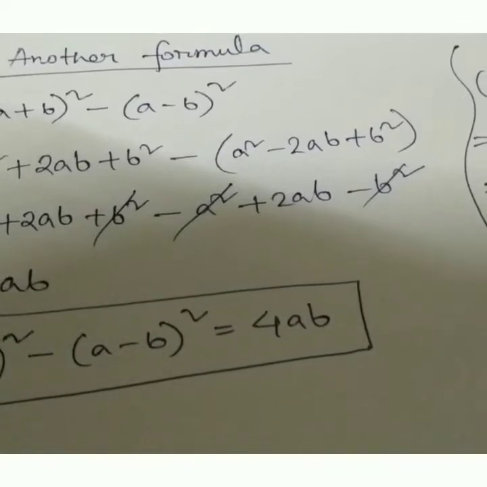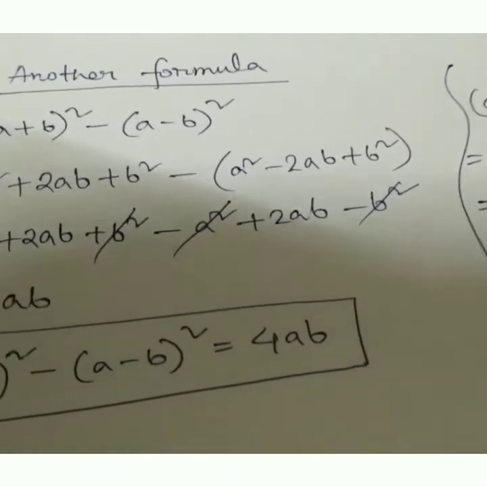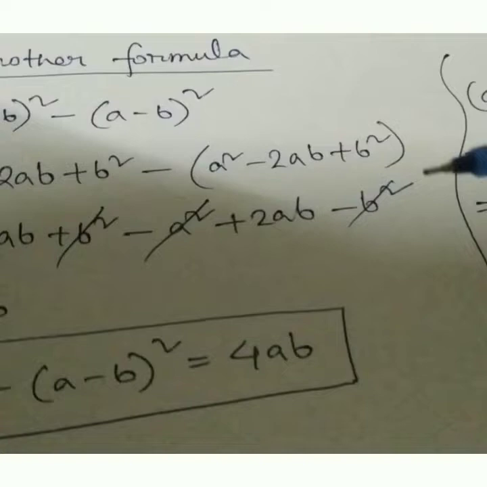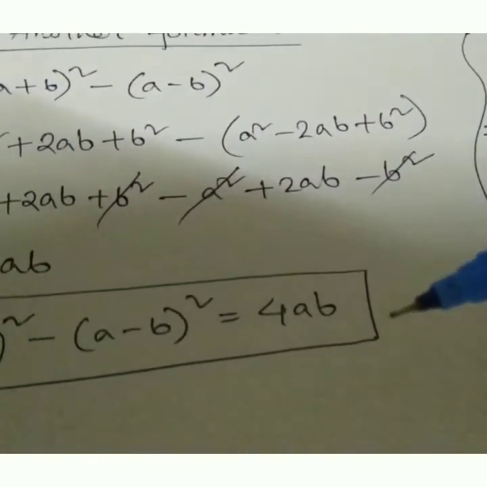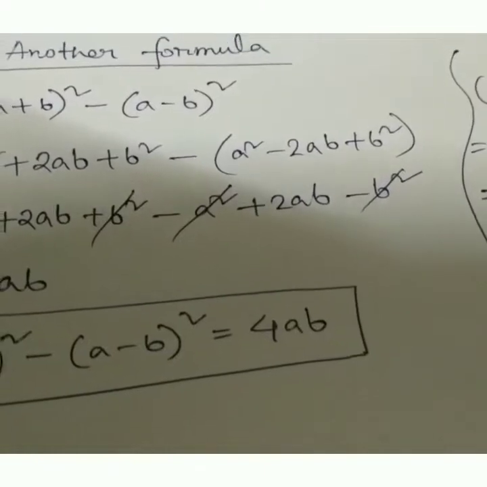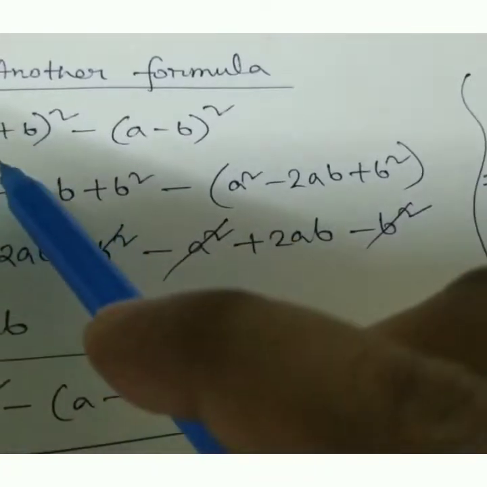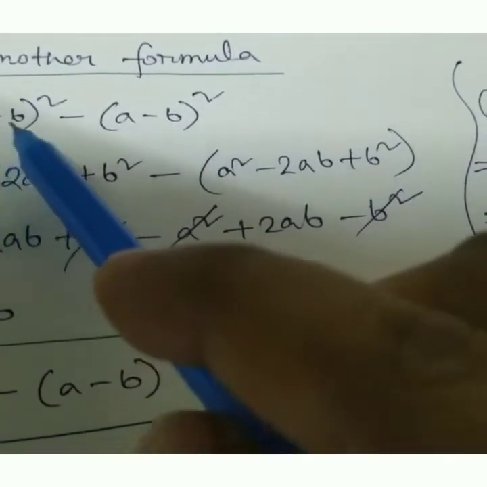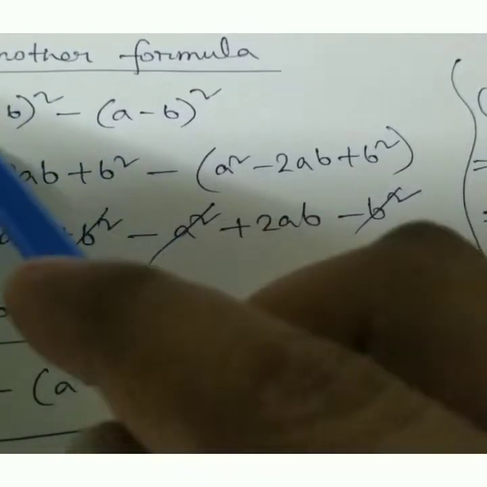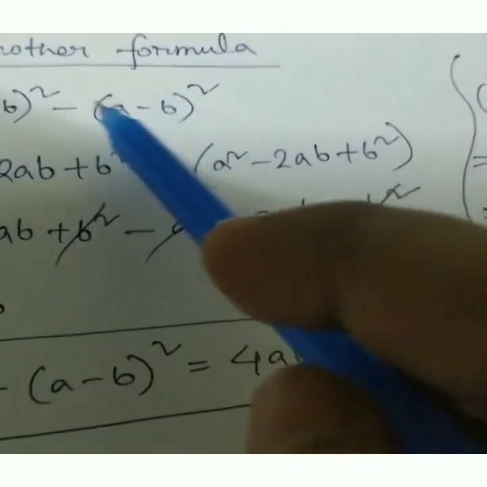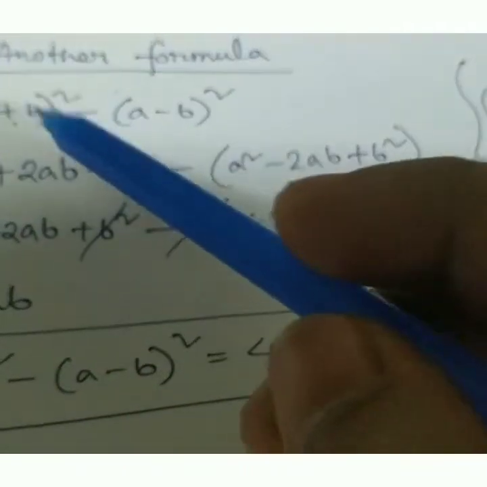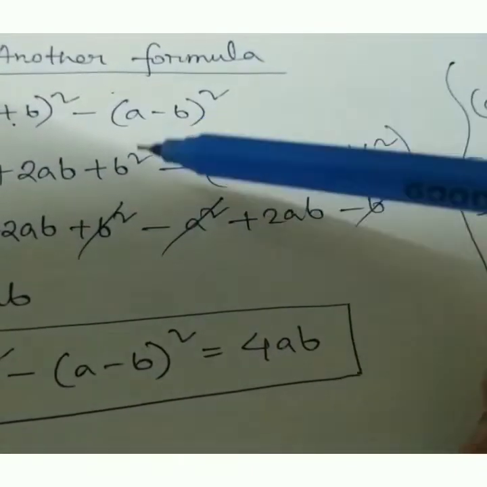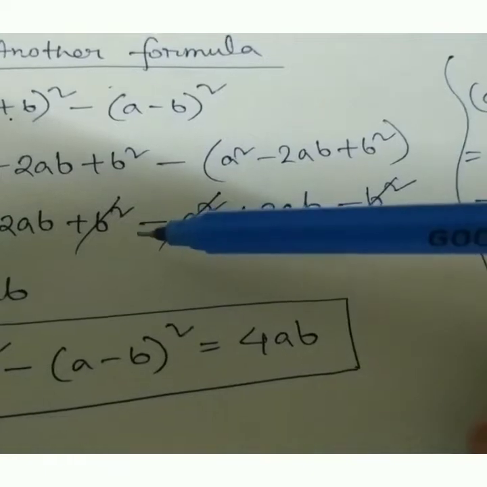Regarding chapter 5.1, before discussing the numerical problems, I would like to discuss two more formulas. If we subtract (a minus b) whole square from (a plus b) whole square, what do we get? So this we can actually turn into a formula.